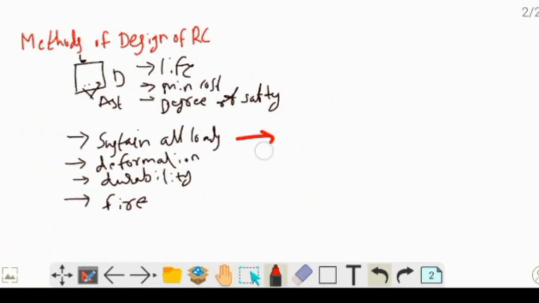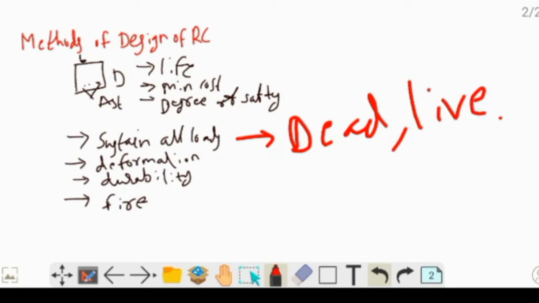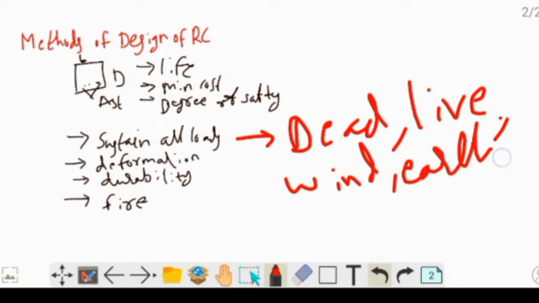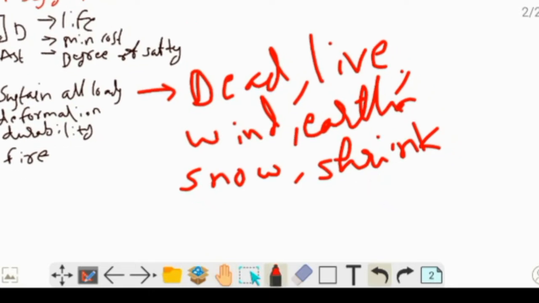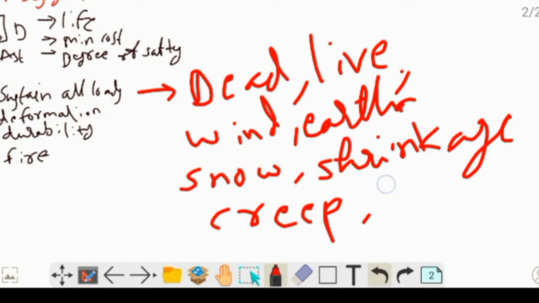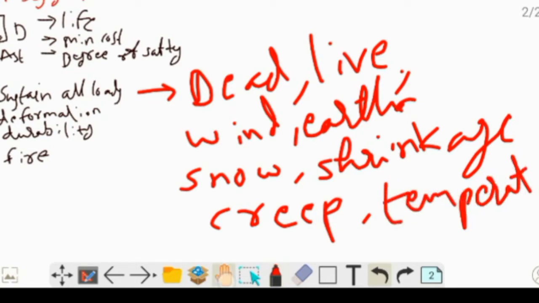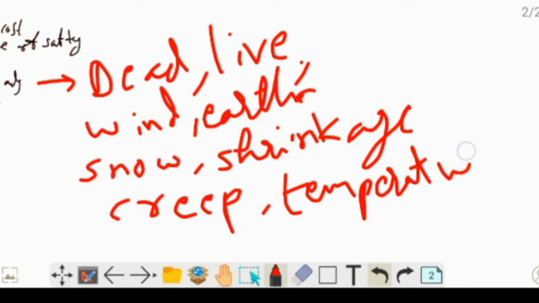The loads acting on the structure are dead load, live load or imposed load, and wind load, earthquake forces, snow load, shrinkage, creep, and temperature effects. These are acting on the RC member.